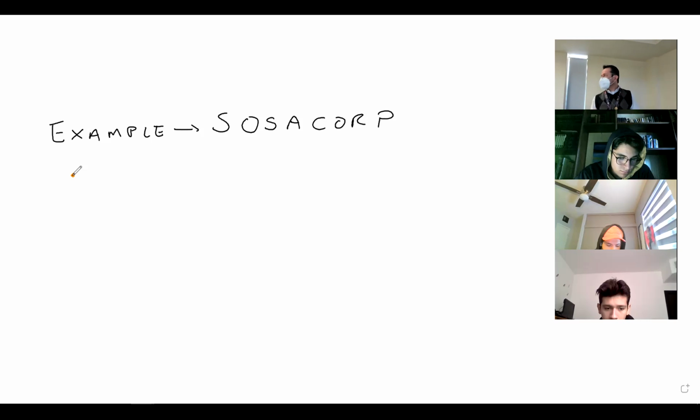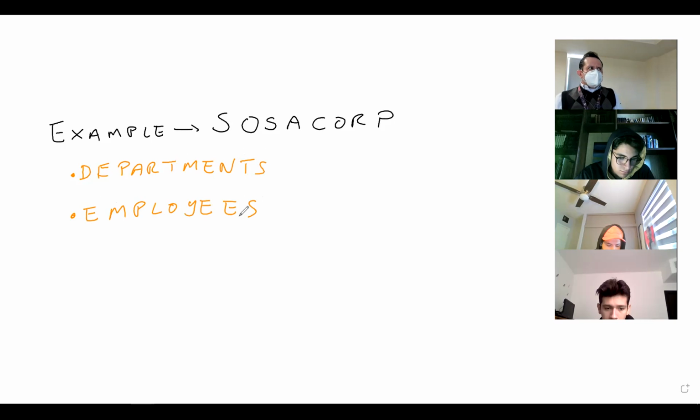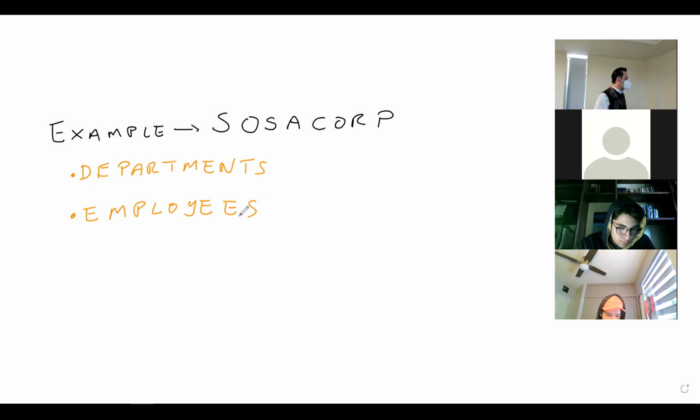The departments. Correct, Leo. The departments are an entity. Employees. Employees is another one, correct. Okay. What other entities could be identified according to what was mentioned? The projects? The projects, correct. Projects are entities as well. We need to keep track of these.